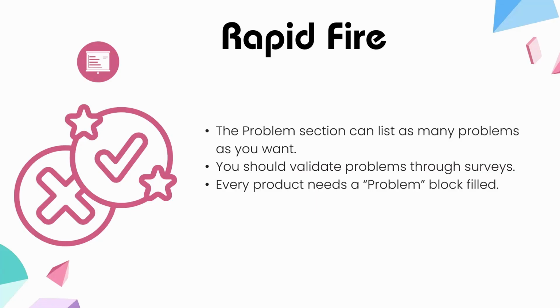Very good. You have to validate problems with the customers. You are not going to be the validator. You are supposed to go to the people who actually face these kinds of problems, okay. So every product needs a problem block filled, true or false? Every product is built based on some problem, so it has to be mapped with the actual problem, correct?